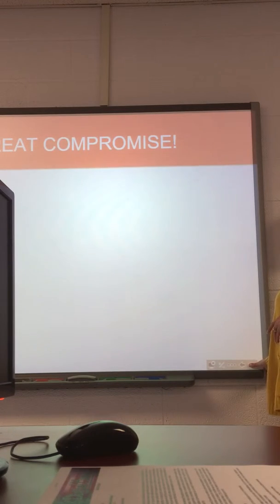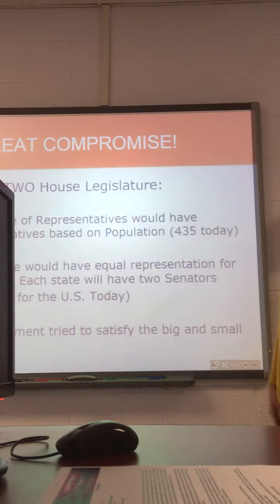The Great Compromise. It created a 2-house legislature. The House of Representatives would have representatives based on population, and today there are 435. The Senate would have equal representation for all states. Each state will have 2 senators, 100 total for the U.S. today. This agreement tried to satisfy the big and small states.